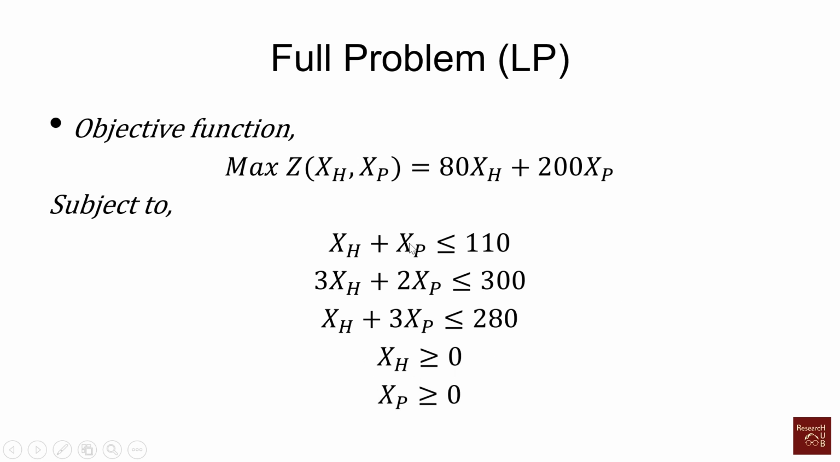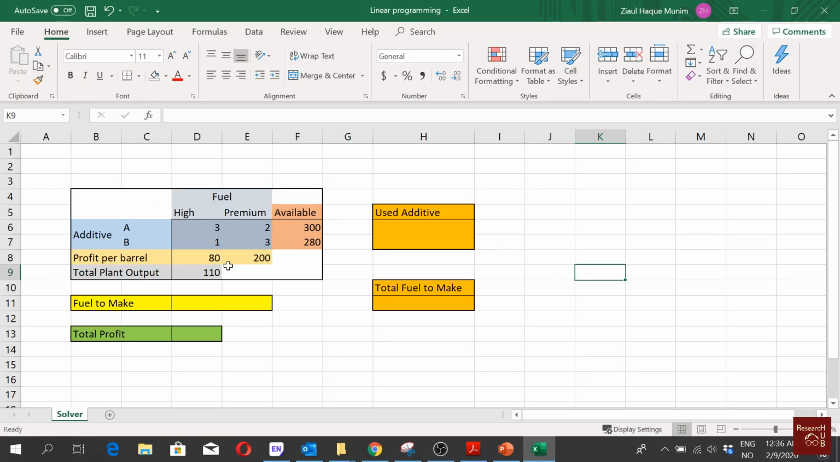So that's what we will solve. Now let me show you how to solve it in Excel. So in this Excel file, you see we set up the information that we have. For the high barrel, 3 units of additive A, 1 unit of additive B. For the premium barrel, for premium fuel we need 2 units of additive A, 3 units of additive B.